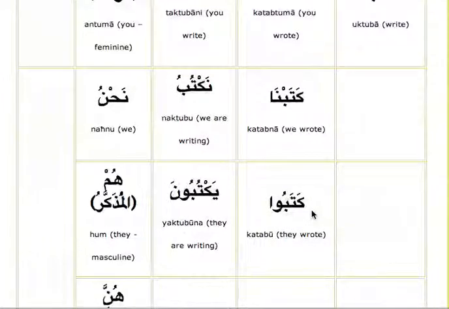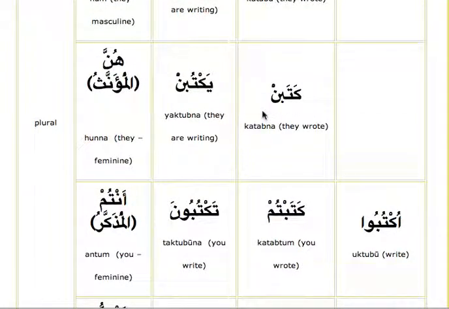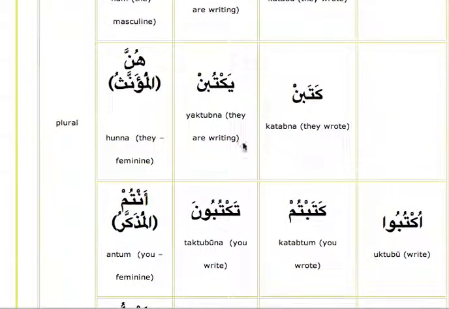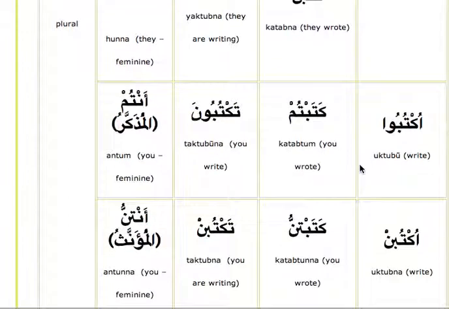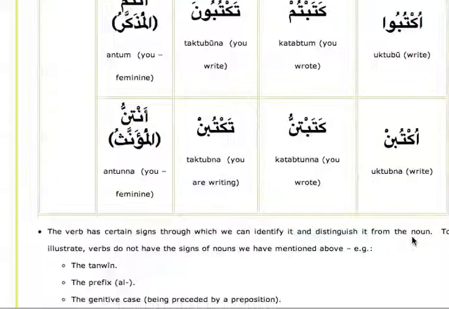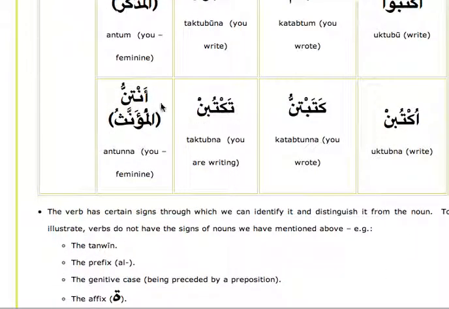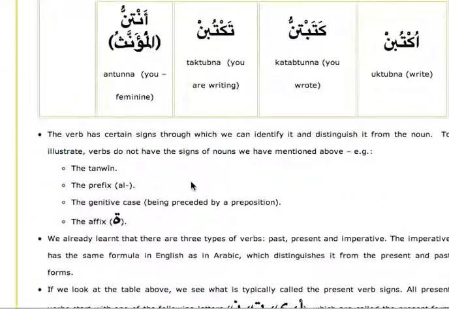So katabna, naktubu, nahnu. Katabu, yaktubuna, hum mudhakkar. Yeah, here we go. Yaktubuna, hum al mudhakkar. This is hum, third person plural. Katabna, yaktubna, hunna al mu'annath. Let's check that one again. Okay, uktubu, write. Katabtum, taktubuna, antum mudhakkar. Uktubna, katabtunna, taktubna, antunna al mu'annath. Okay, this is for the ladies.